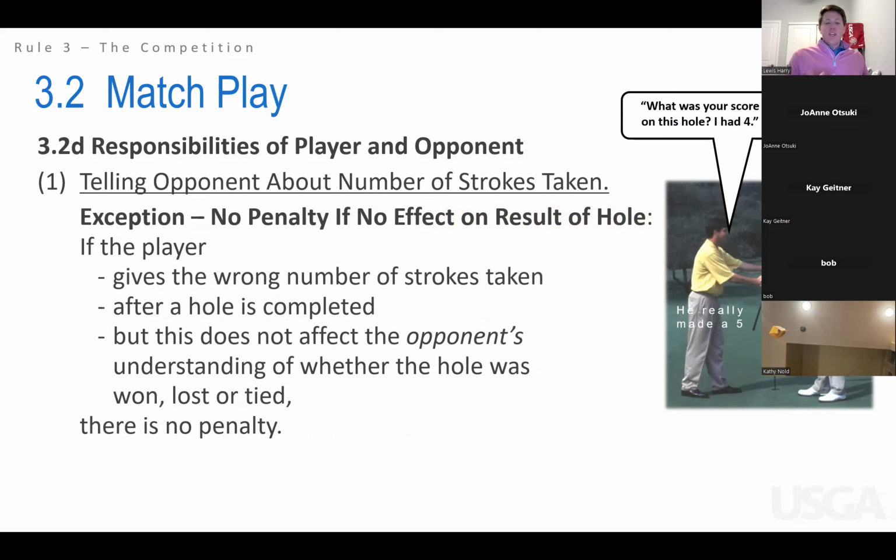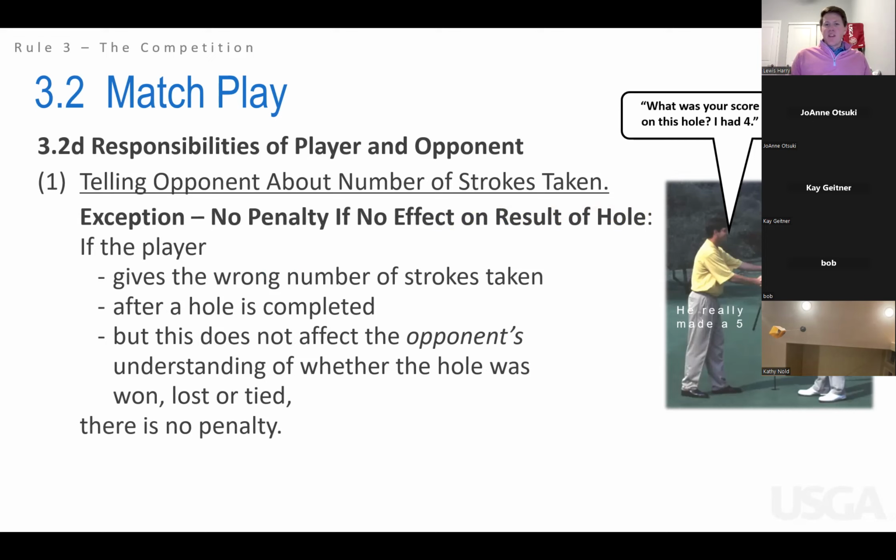If we give the wrong number of strokes taken after a hole is completed, but it doesn't affect the understanding of whether the hole was won, lost, or tied, there's not going to be a penalty. If I won the hole with a 4 and my opponent lost the hole with a 5, and then he asked me, hey, what did you win that hole with? And I say a 3. Well, I just gave him the wrong number of strokes, but it doesn't change his understanding that he lost that hole, or she lost that hole.